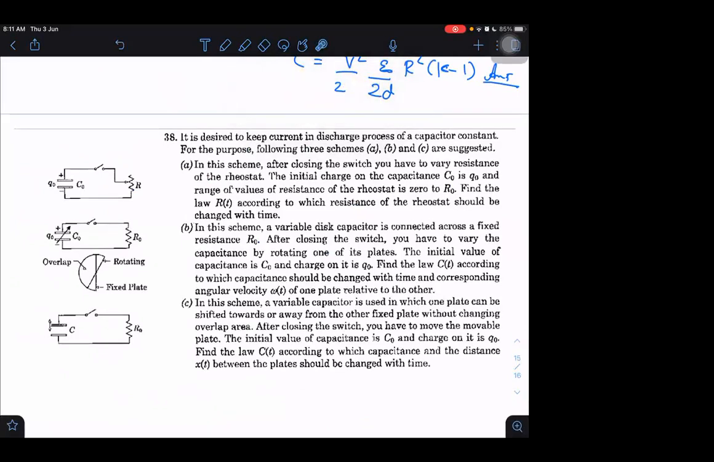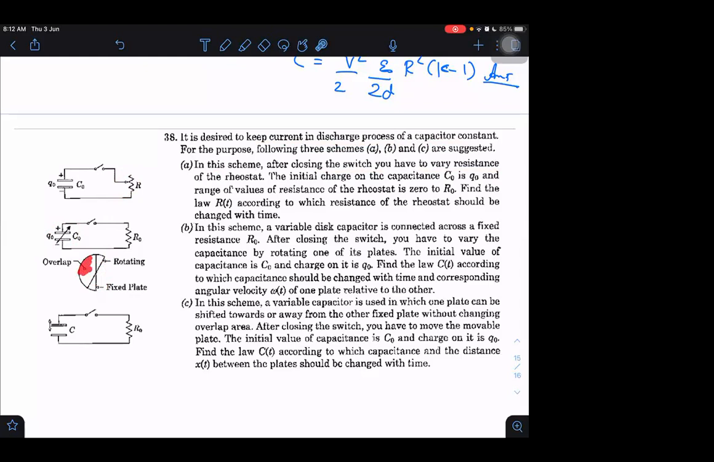It is desired to keep the current in the discharge process of a capacitor constant. For this purpose, the following three schemes A, B, and C are suggested. Current we have to keep constant. So in order to keep the current constant, after closing the switch, we have to vary the resistance. Resistance varying, capacitance varying.